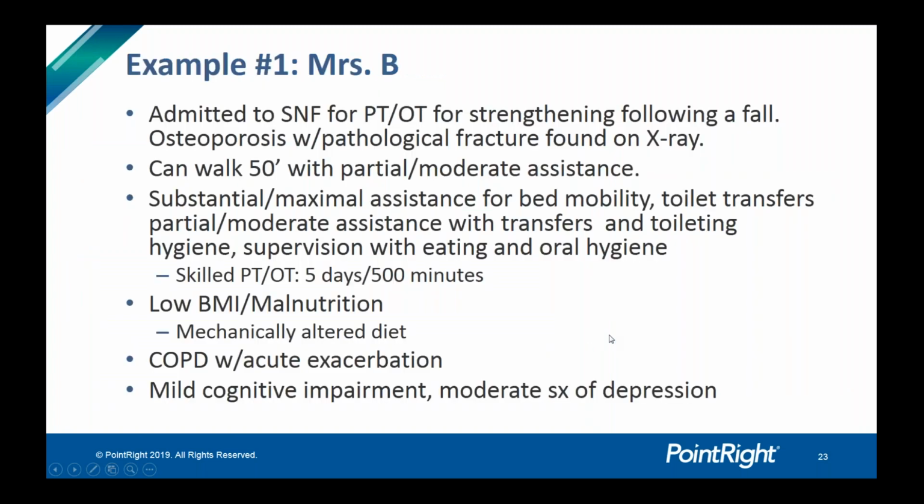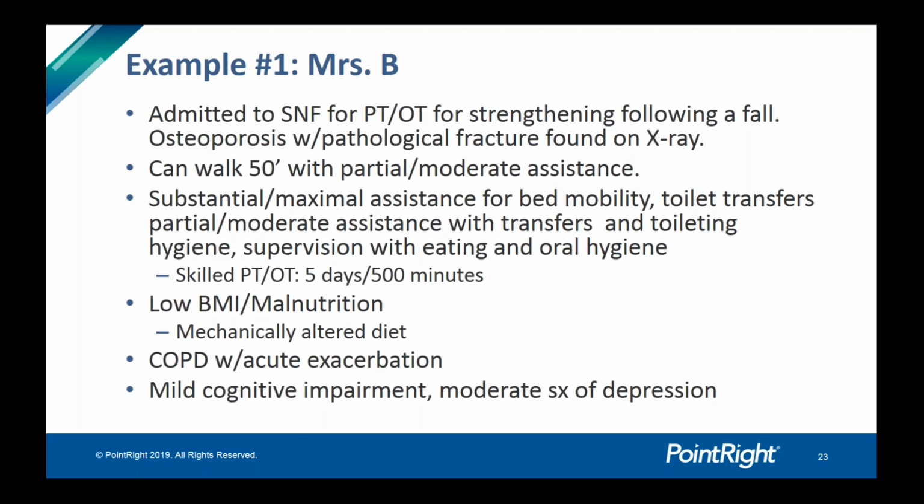So one other example, Mrs. B. Mrs. B was admitted to the SNF after a fall. She's getting PT/OT, and she needs a little buffing up, a little strengthening. She is mobile, but is very deconditioned. Now, after the fall, she got worked up at the hospital, and x-rays found osteoporosis with pathological fractures. May or may not have accompanied the fall, but she has some compression fractures in her spine.